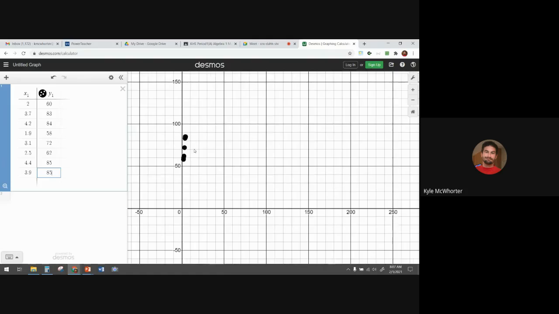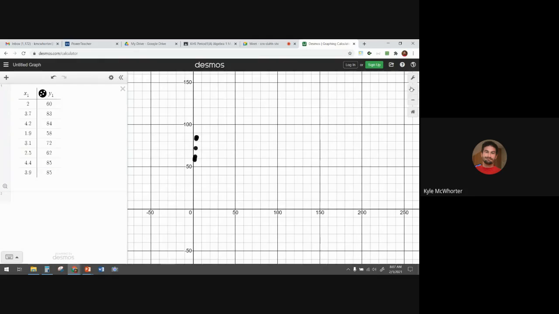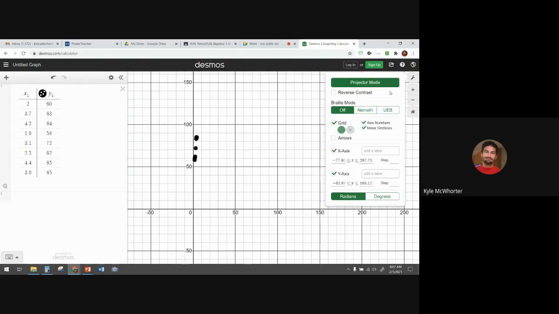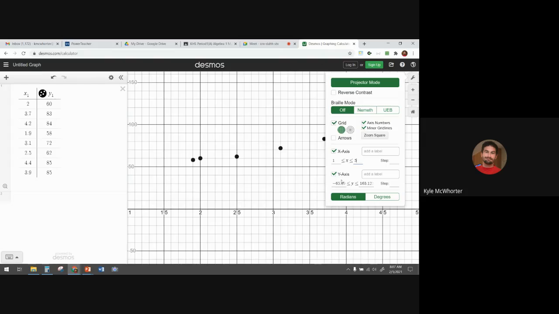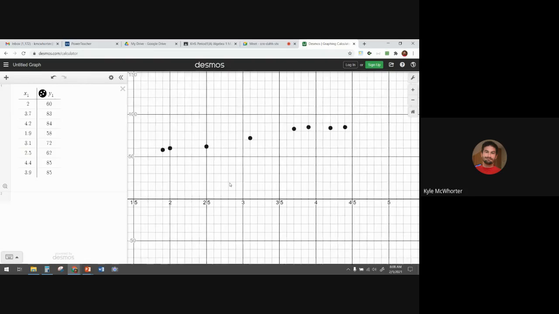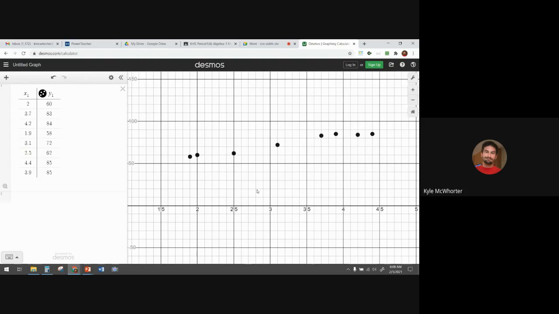Okay, now I'm going to change the axes here. My x-axis, I don't need it to go to like -70 and all the way to +200. My x values were from like 1 to 4, 1 to 5-ish. So I'm going to do this: 1, 2, 5. And then my y-axis is actually pretty good. I don't need to change my y-axis very much.